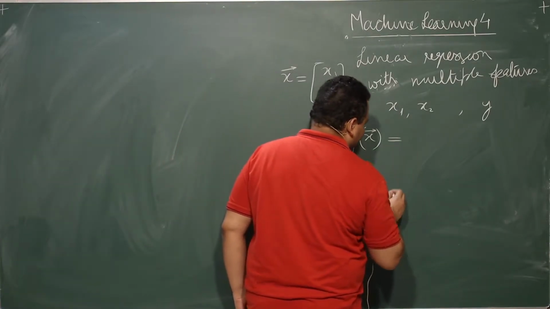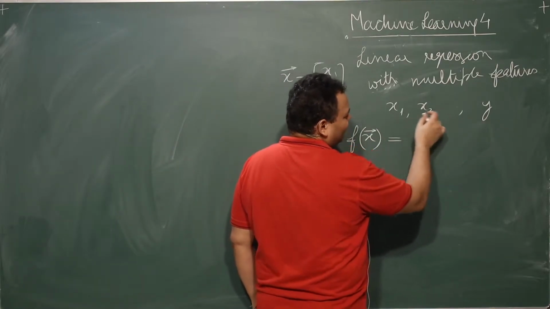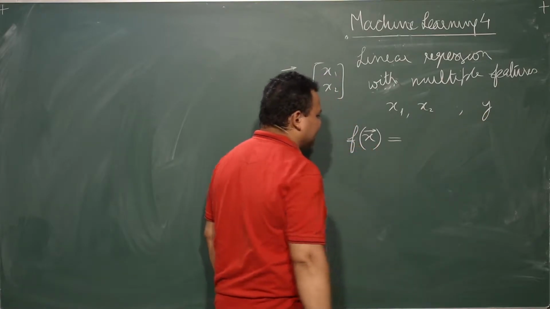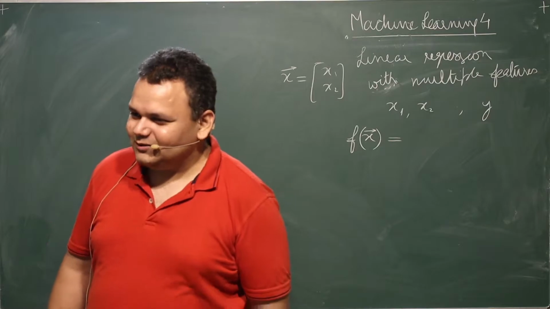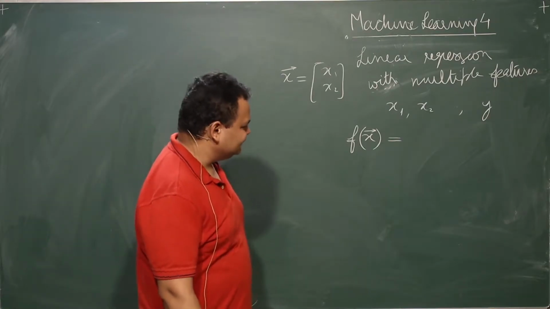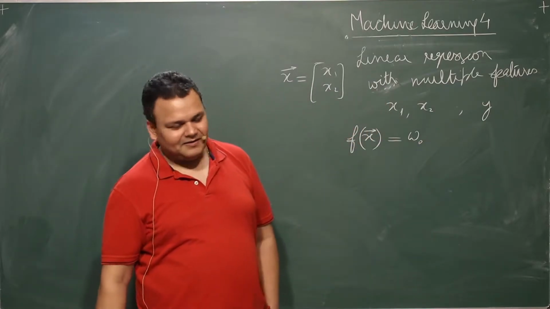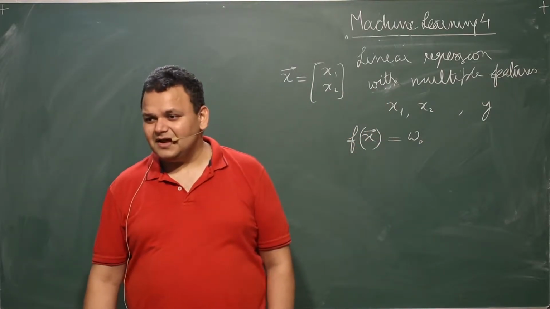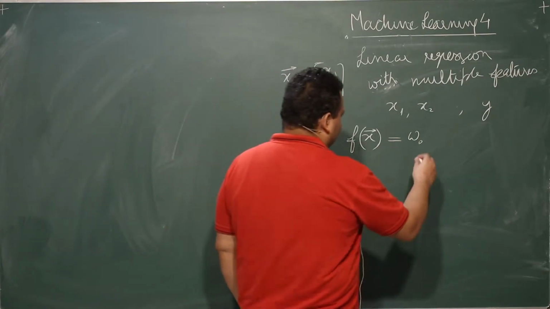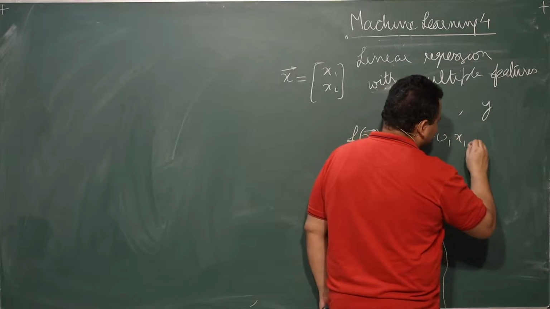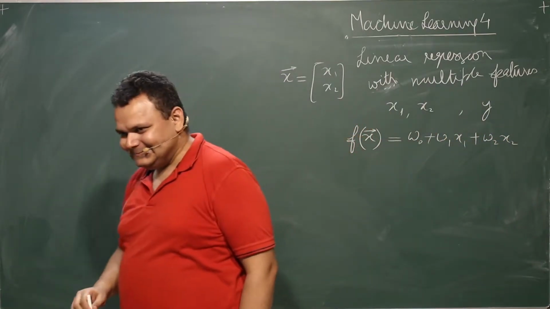So what is the function that estimates or predicts the relation between x1, x2, and y? I'm saying that it's a linear function. So what would that look like? It will be w0 plus w1 x1 plus w2 x2.